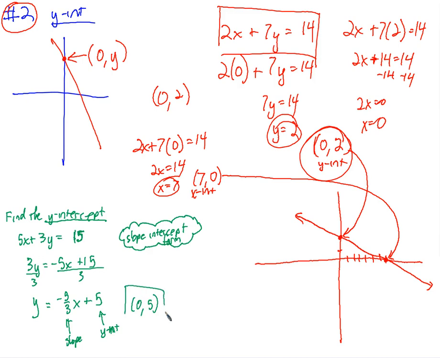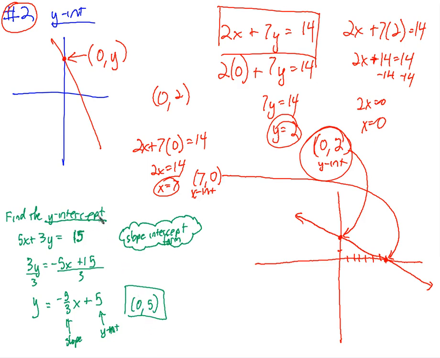This is being real strict. If you said y is 5, that's all right. If you said 5, that's all right. But this is technically the y-intercept, because the y-intercept is a point, right? It's a point. And a point has an x and a y. So there we are. The y-intercept is 0 comma 5.